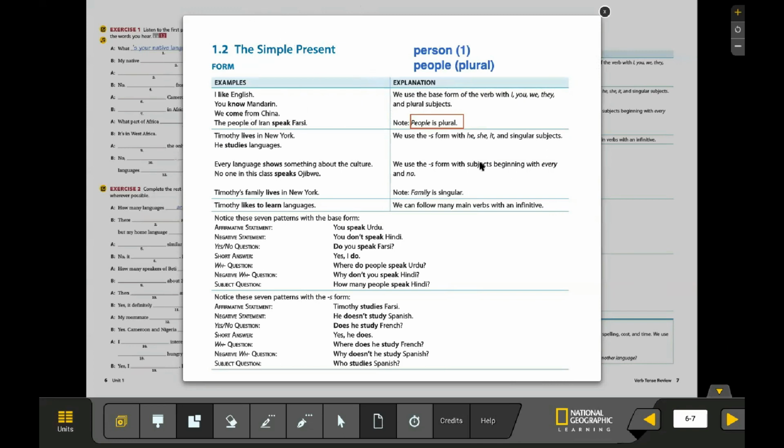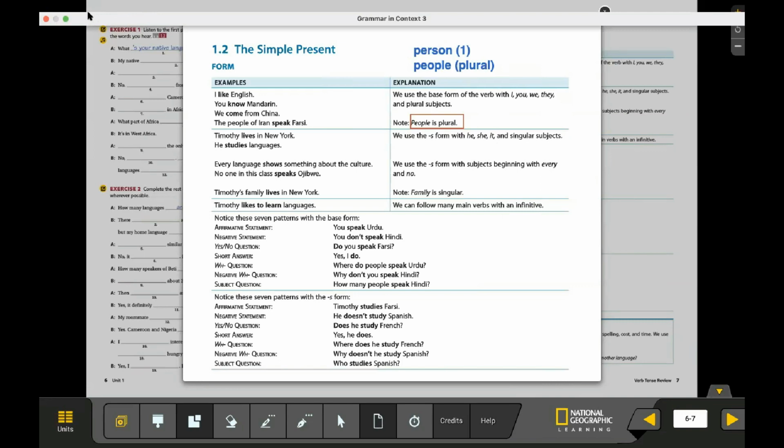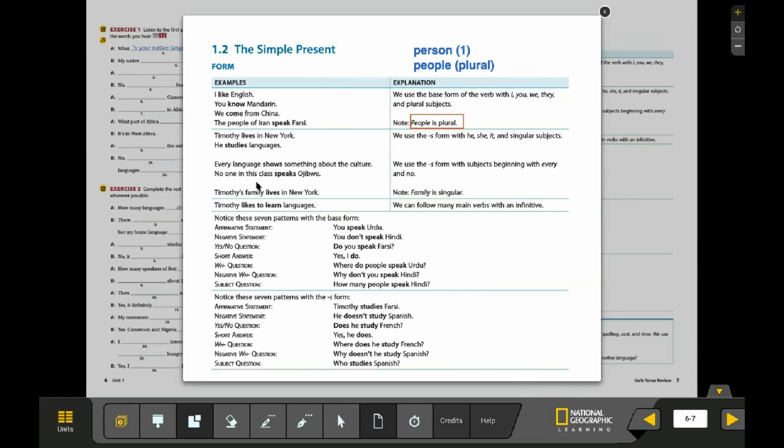Okay. Now, Andrea, can you read the second one? Yes, teacher. We use the S form with he, she, it, and singular subjects. Examples, Timothy lives in New York. He studies languages. And we use the S form with subjects beginning with every and no. Every language shows something about the culture. No one in this class speaks Ojibwe. Note, family is singular. Timothy's family lives in New York.